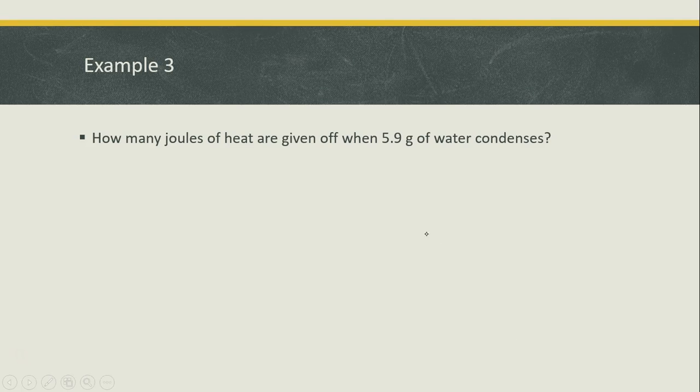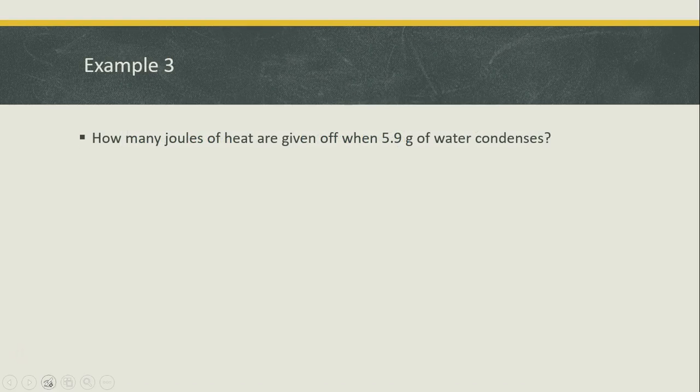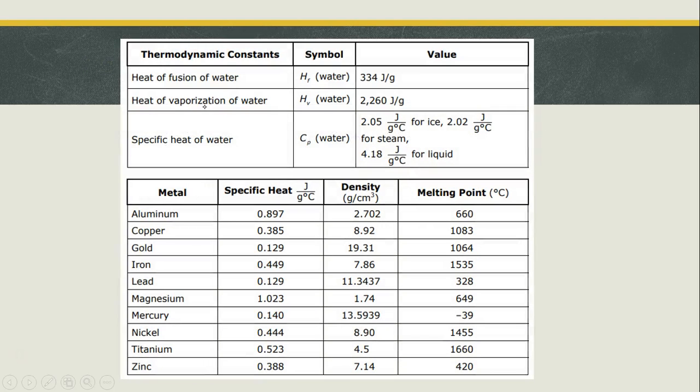All right, one last example. How many joules of heat are given off when 5.9 grams of water are condensed? So I see condenses, which means to me that I'm doing another phase change thing. Q is equal to MH. Well, the M is 5.9 grams. The H is, let's see, we're doing condensing.